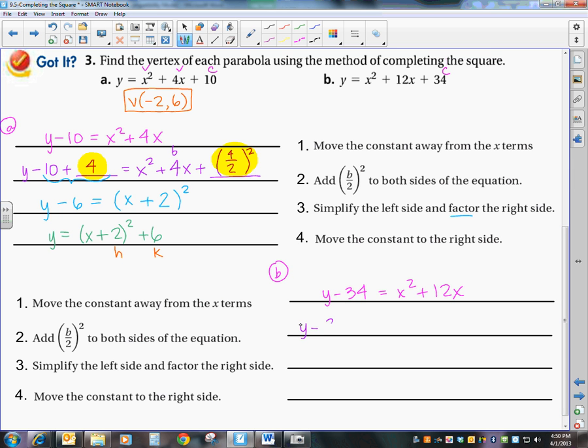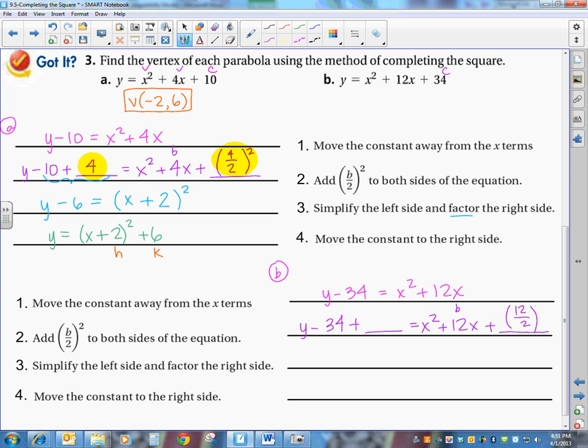So if I'm adding something, I got to do it to both sides of my equation, so I like to put the blanks. X squared plus 12x plus blank. All right. B is the coefficient of x, so there's my B. So it's going to be 12 over 2 squared. 12 over 2 is 6, and 6 squared is 36. Okay? Simplify my left side. Negative 34 and positive 36 give me a positive 2.